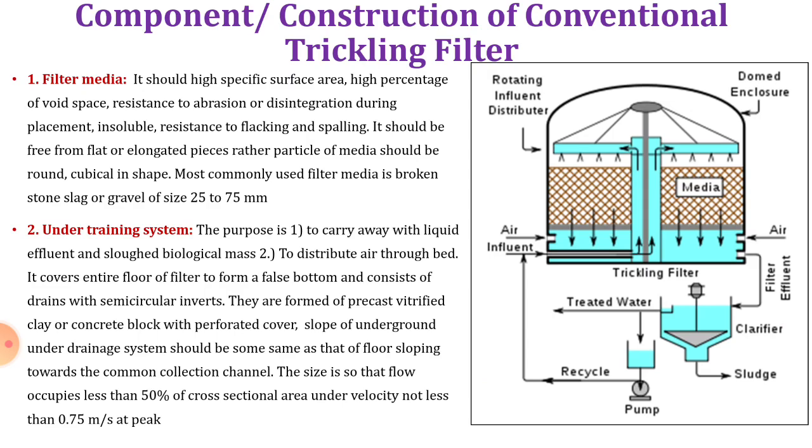This is the component of the construction of a conventional trickling filter. First one is the filter media. Filter media should have high specific surface area, high percentage of void space, resistance to abrasion or disintegration during placement, be insoluble, and resistant to flaking and spalling. It should be free from flat or elongated pieces; rather, the particles should be rounded and cubical in shape. The most commonly used filter media is broken stone, slag, or gravel of size 25 to 75 mm.